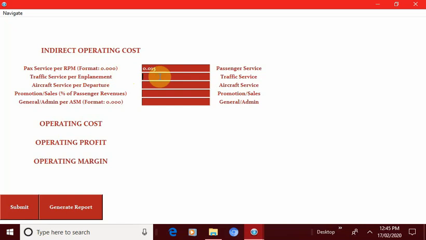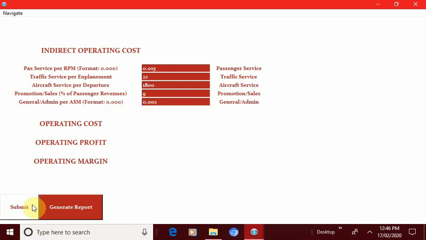And then traffic service per enplanement is say $22. Aircraft service per departure say $1,800. Promotion and sales, let's take 9% of the passenger revenue. It depends on airlines what sort of percentage they need to take. General admin per ASM we'll say 0.002, so that is 1/5 of a cent per ASM.